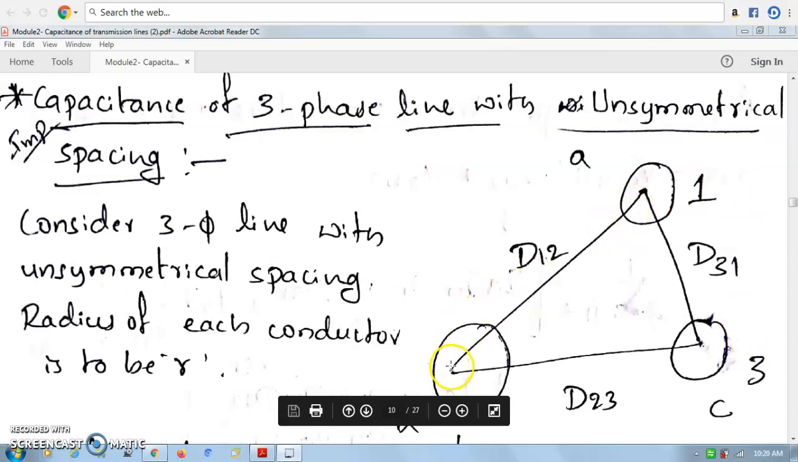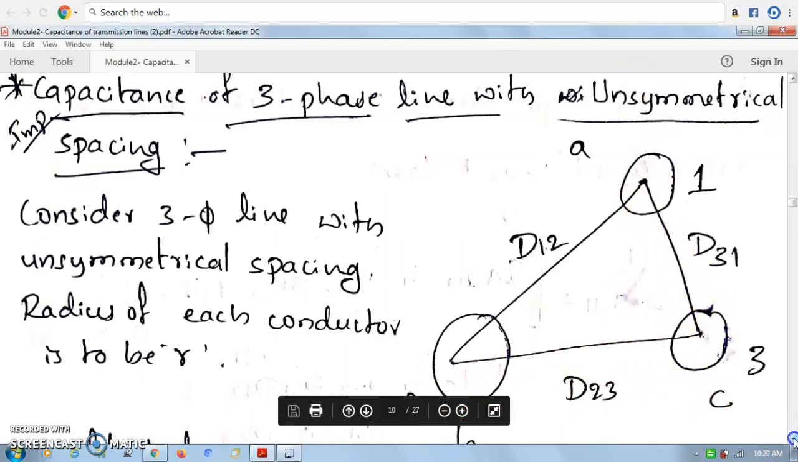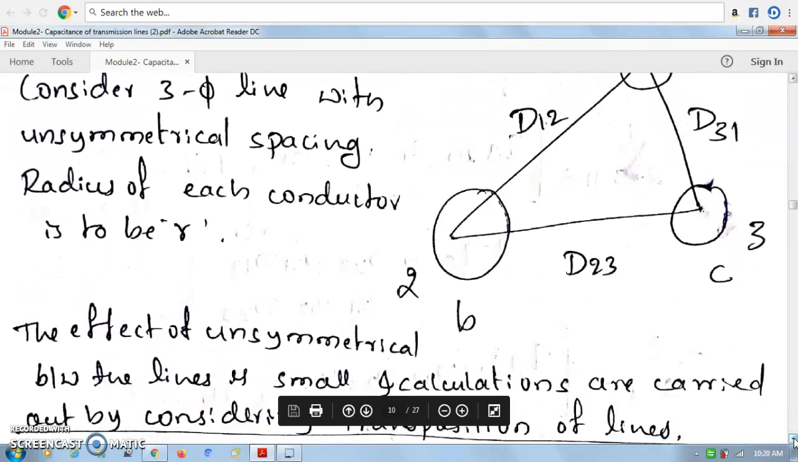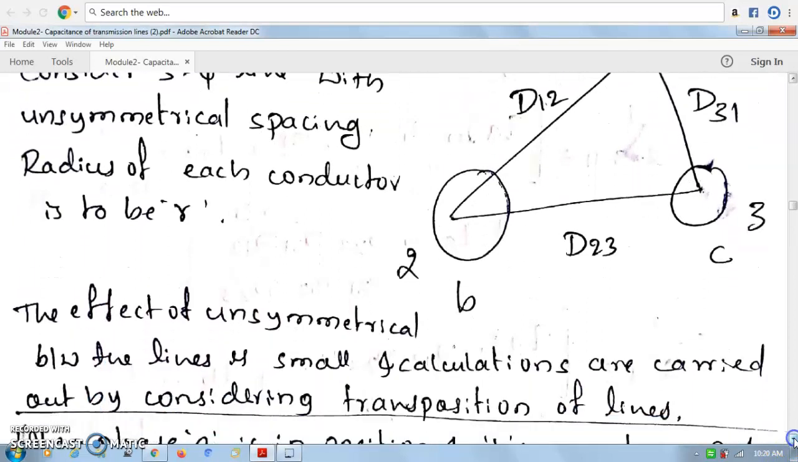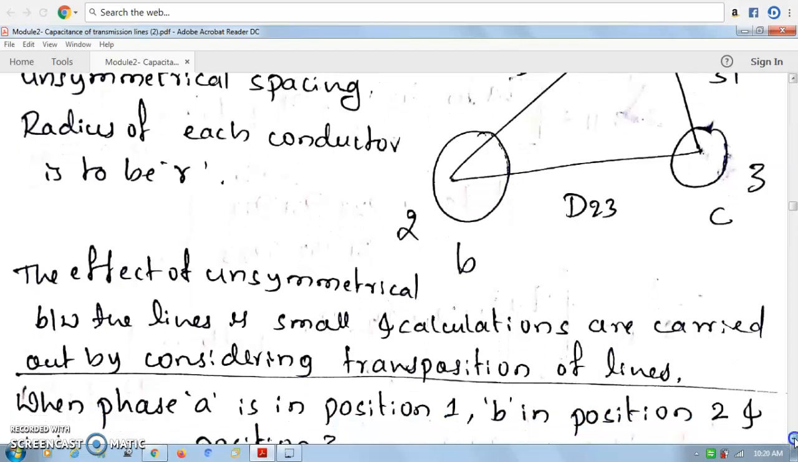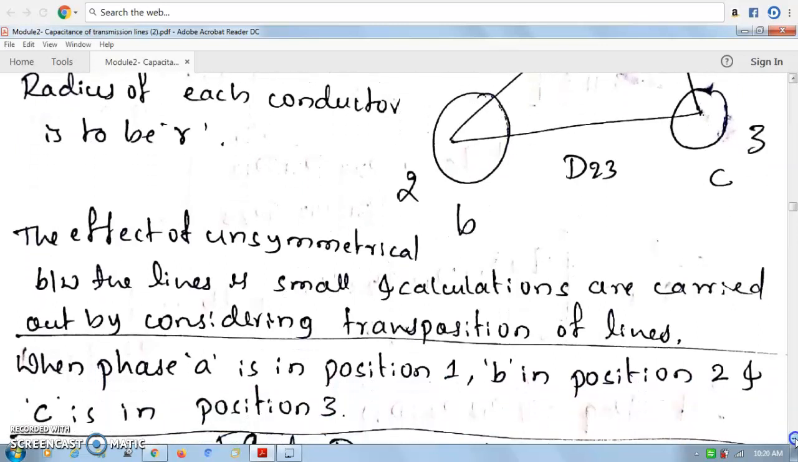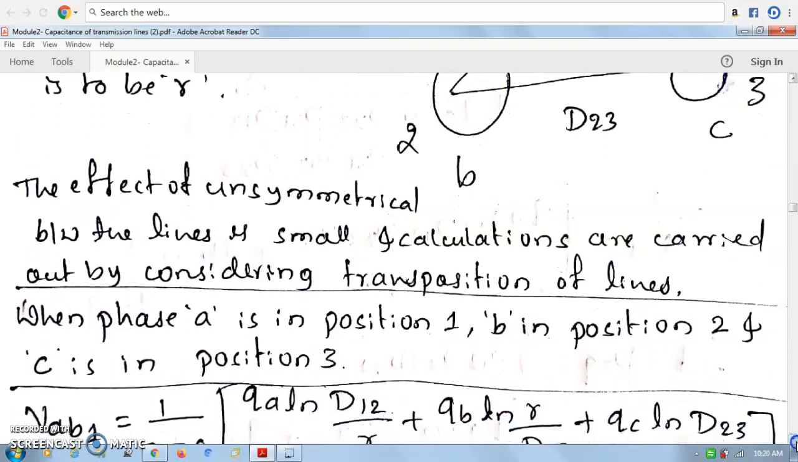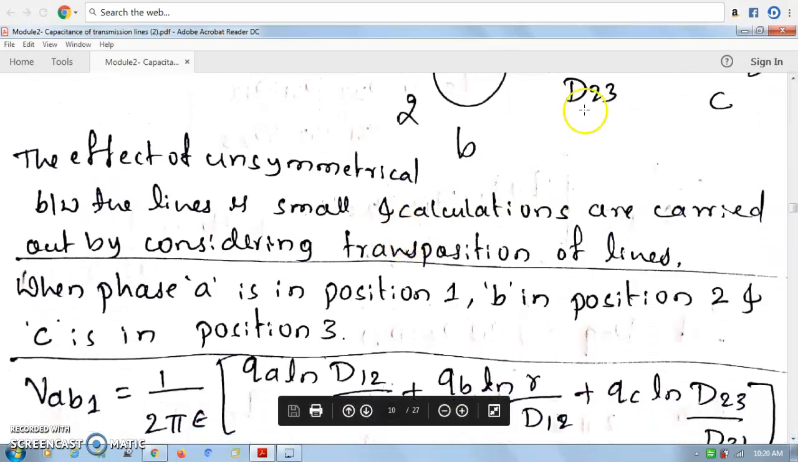From conductor A to B, the distance is D12. Here 2 to 3 and here is 3 to 1. Unsymmetrical spacing between the conductors. The effect of unsymmetrical spacing between the lines is small, and the calculations are carried out by considering transposition of the lines. Already you know that unsymmetrical spacing gives different equations.